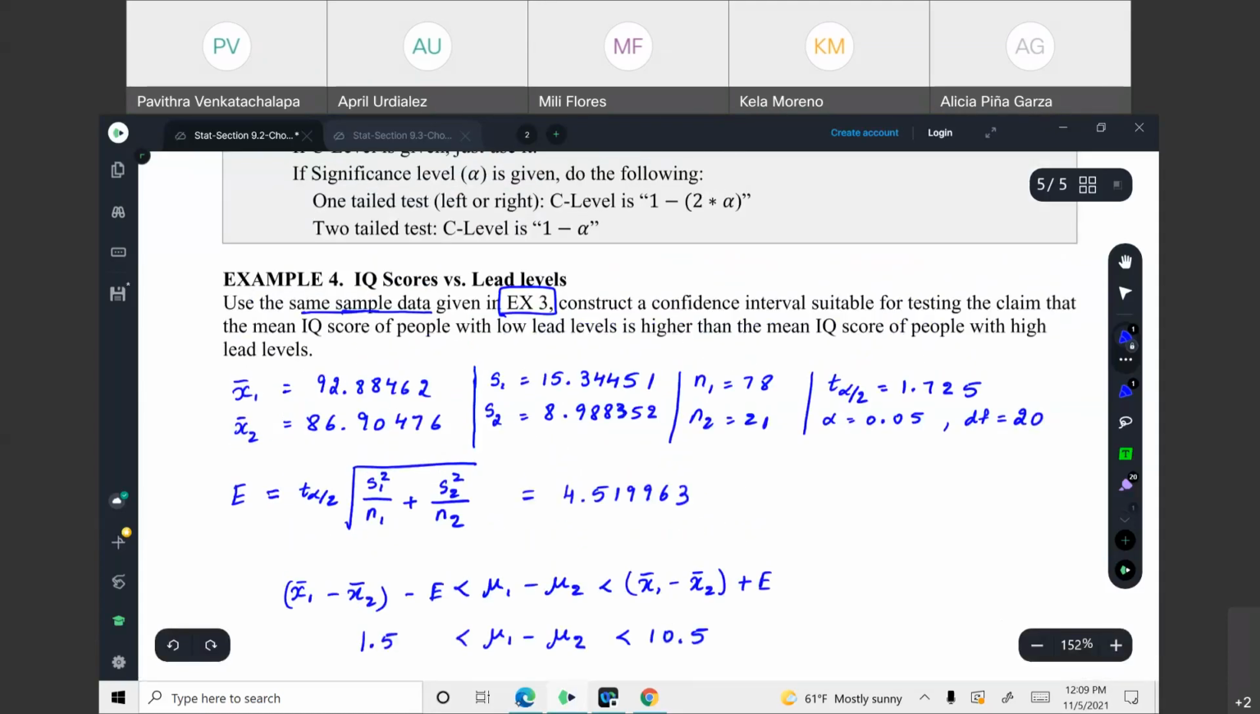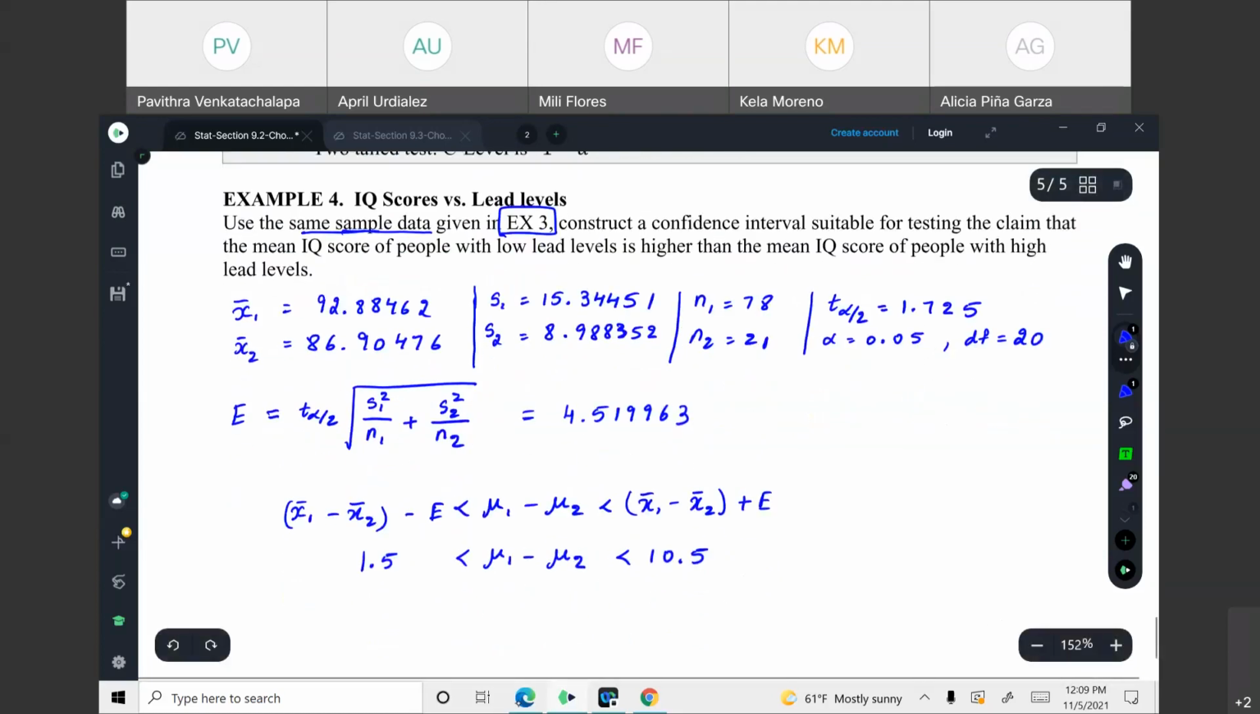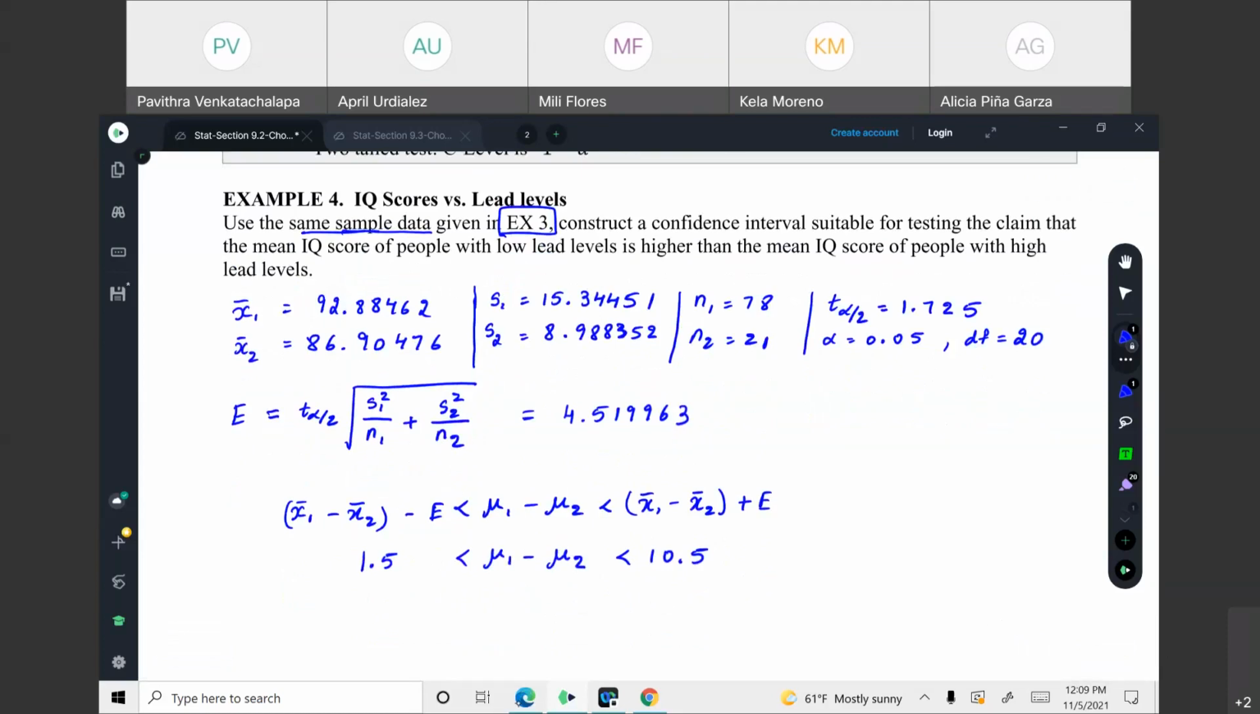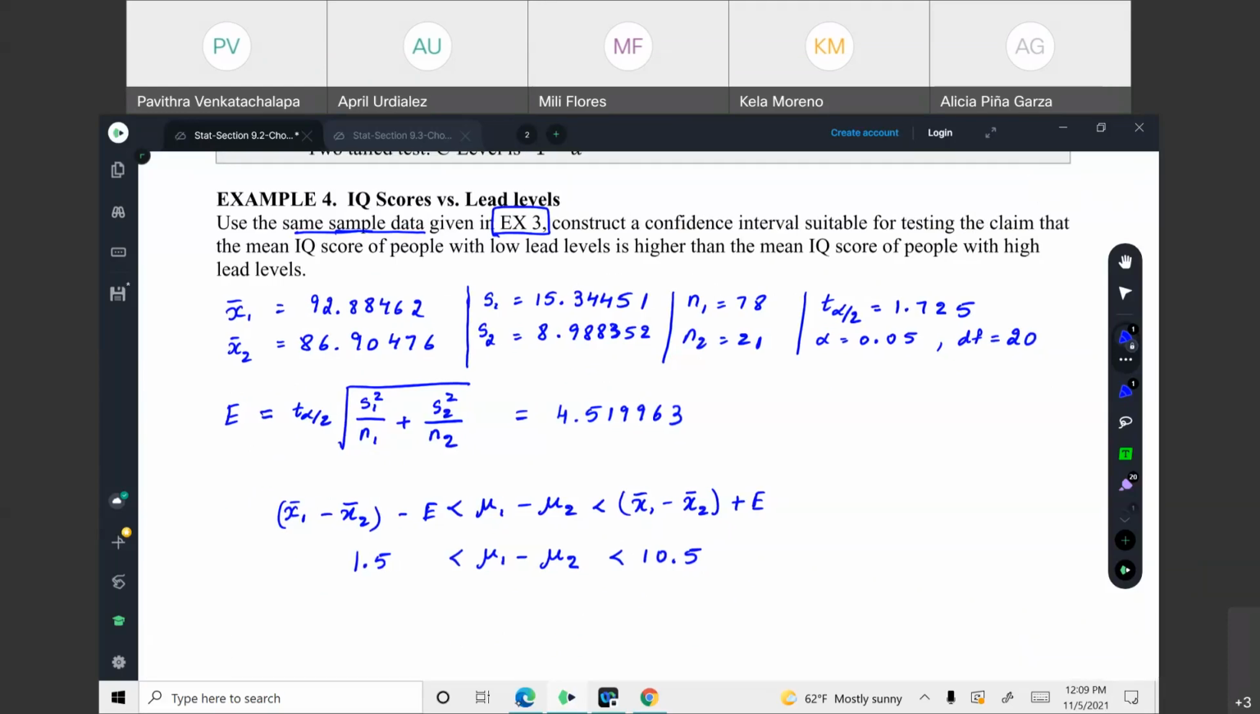Now, the question says you have to construct a confidence interval, and we did that. It is also asking to test the claim. That means we are supposed to write the initial conclusion and final conclusion. In our previous sections, we calculated the p-value and alpha and compared those two. If it is less than, we reject H naught. If it is greater than, we fail to reject H naught, right? So how can we make a conclusion when we have a confidence interval?